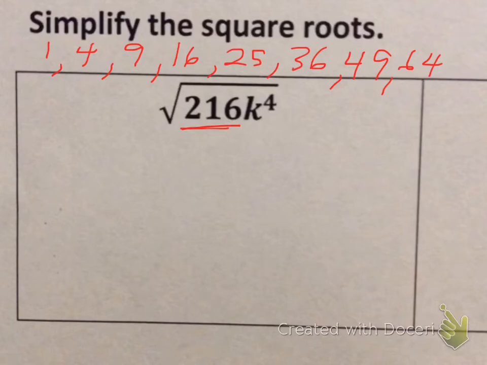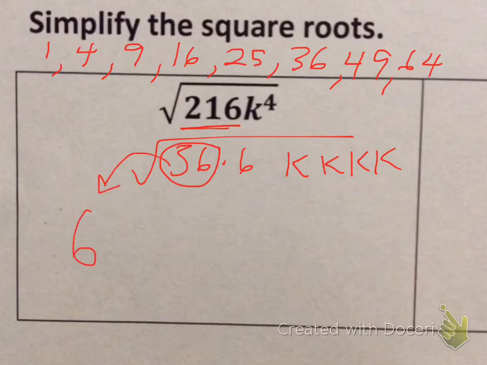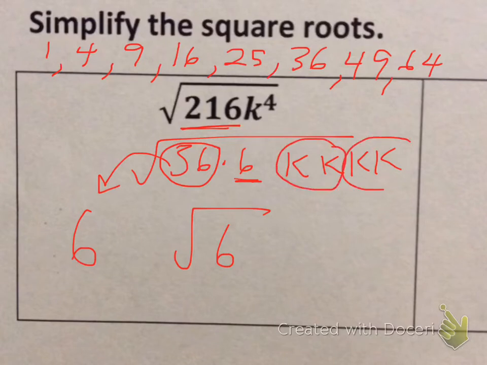So I can actually come here and I can say 216 is 36 times 6. And then I still have that k to the 4th, which is actually k times k times k times k. So when we're looking at this, 36 right here is 6 times 6. So it gets to come out of this radical as 6. But this 6 right here has to stay underneath the radical. And then I get to bring out my k's in groups of 2. So how many groups of 2 are there? There's 2 groups of 2. So I have 6k squared, square root of 6 for my answer on simplifying this one.